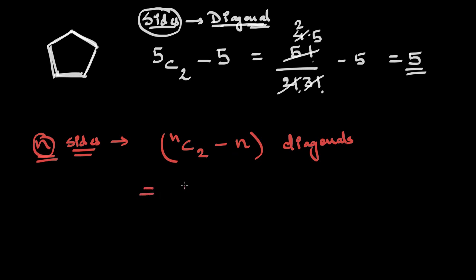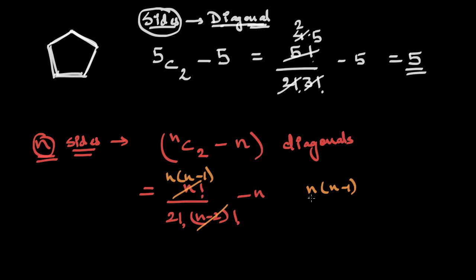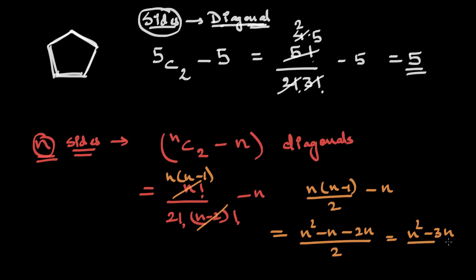You can solve this as well. This will be equal to n factorial upon 2 factorial times (n minus 2) factorial, minus n. Now this will cancel out, this will become n times (n minus 1). So this is n times (n minus 1) upon 2, minus n, which is equal to (n square minus n minus 2n) upon 2, which is equal to (n square minus 3n) upon 2, and this value is the same as what we got earlier, n times (n minus 3) upon 2, which will give me the total number of diagonals in an n-sided polygon.